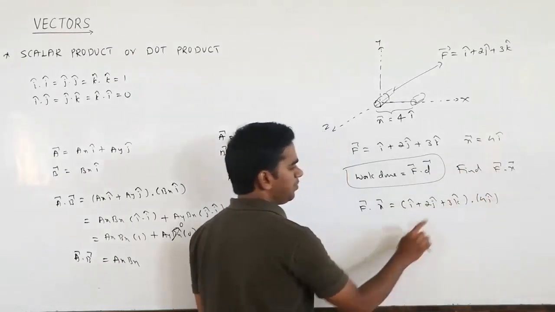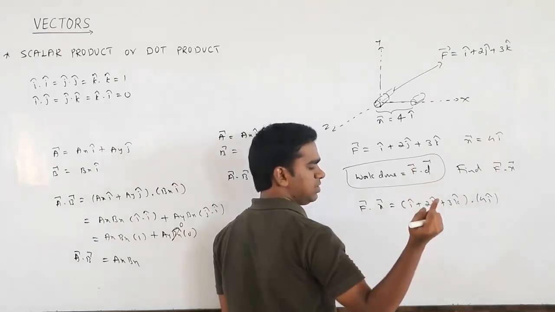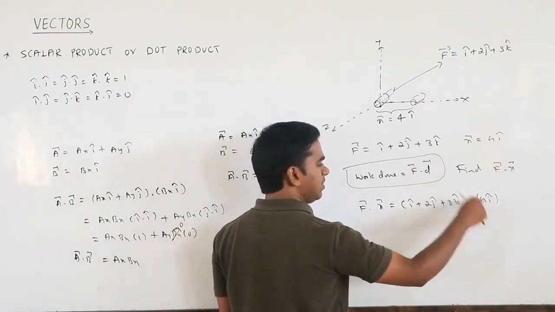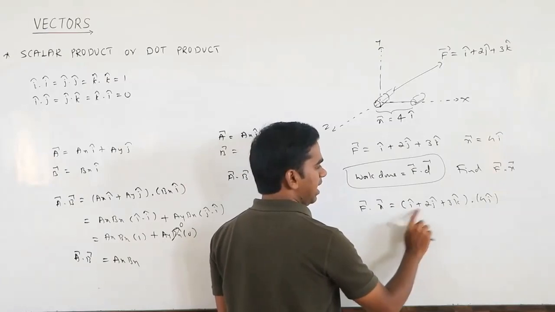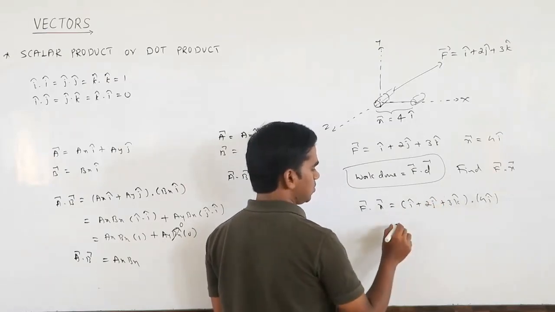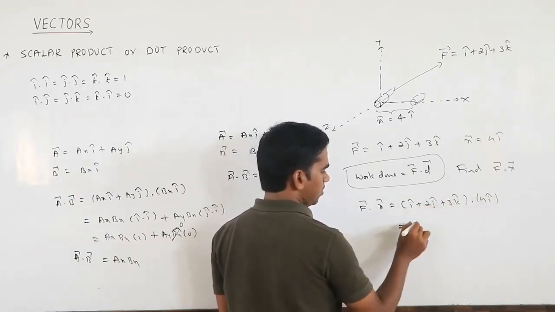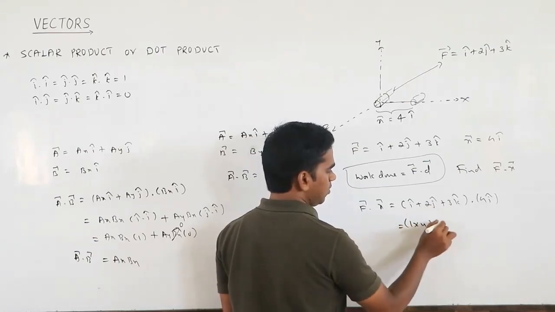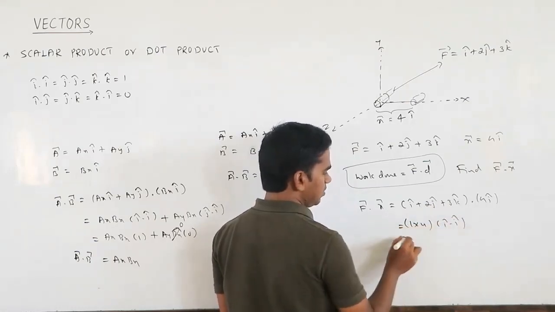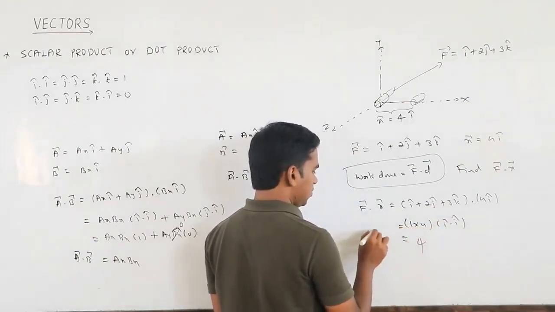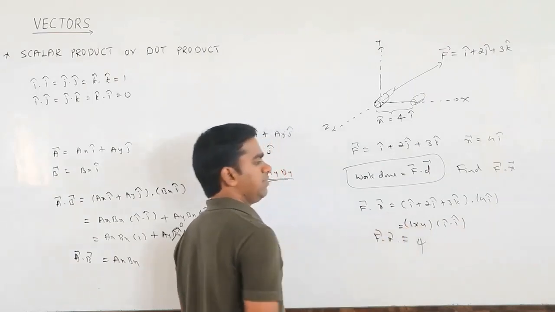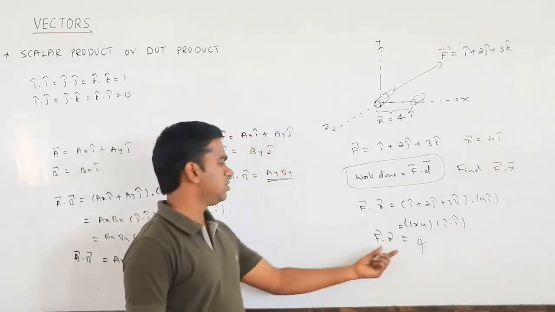As we know, J dot I will become 0 because of 90 degrees, K dot I will become 0 because of 90 degrees, but I dot I will not become 0. So 1 into 4 into I cap. So this is going to be 4. So F dot X is going to be 4. This is going to be your answer.